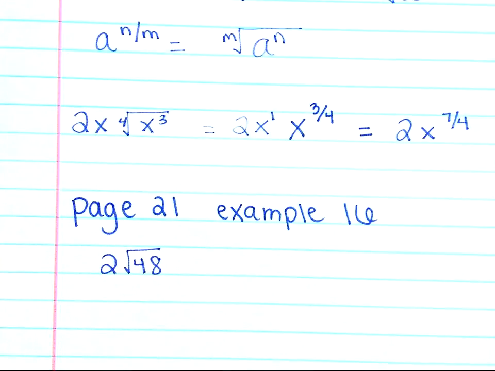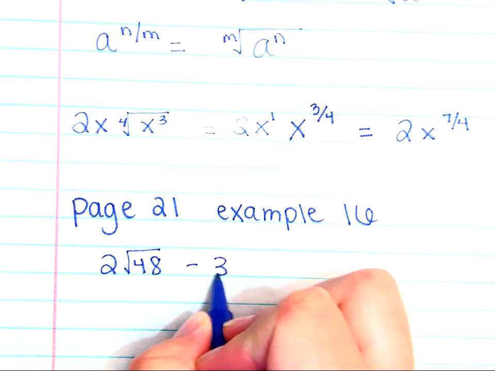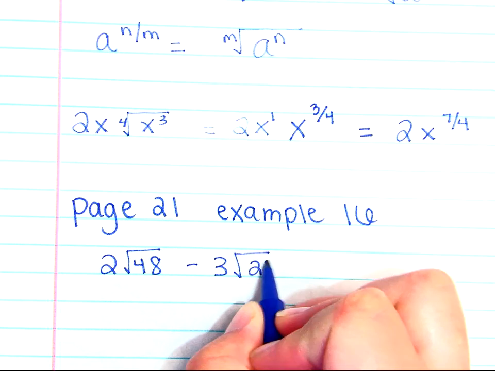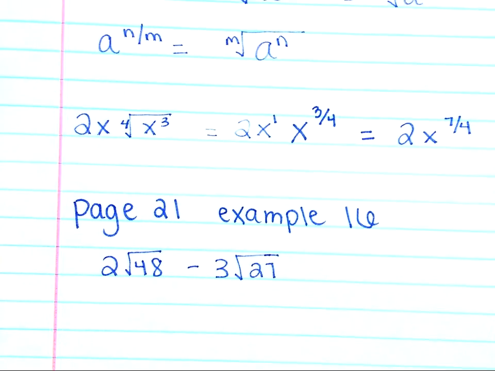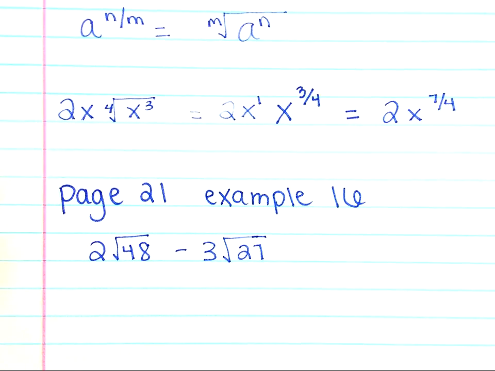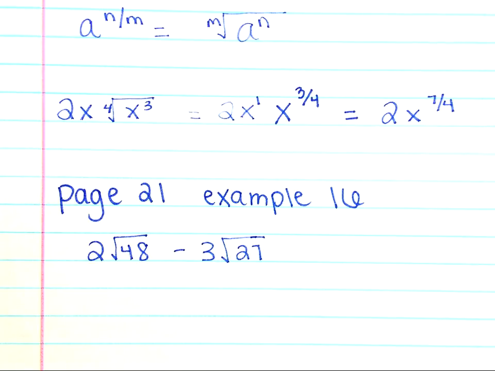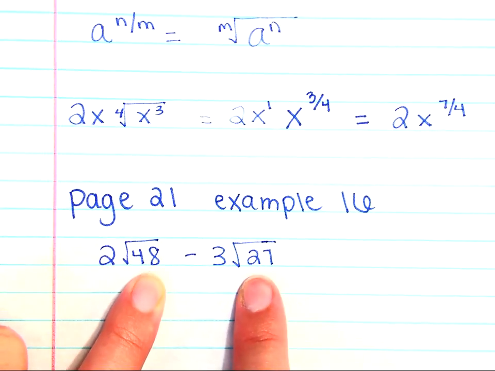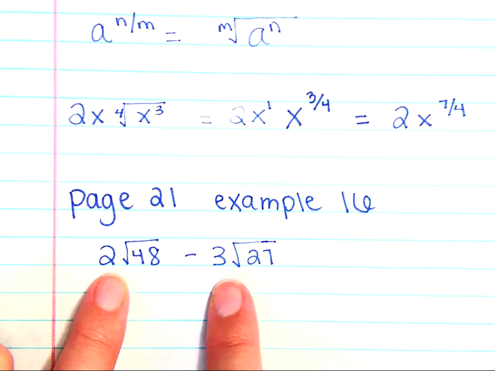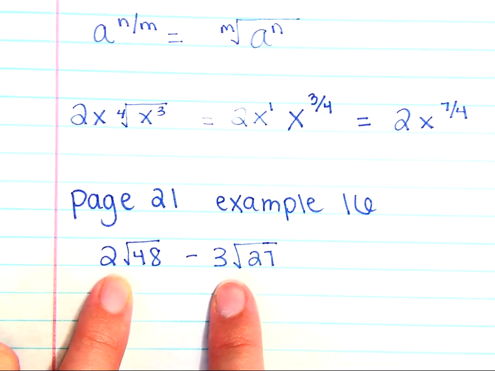2 square roots of 48 minus 3 square roots of 27. And we are trying to subtract these. Now, as it is right now, I cannot do that because this is a 48 and this is a 27. Now, they have the same index. It's a 2, just not written there.